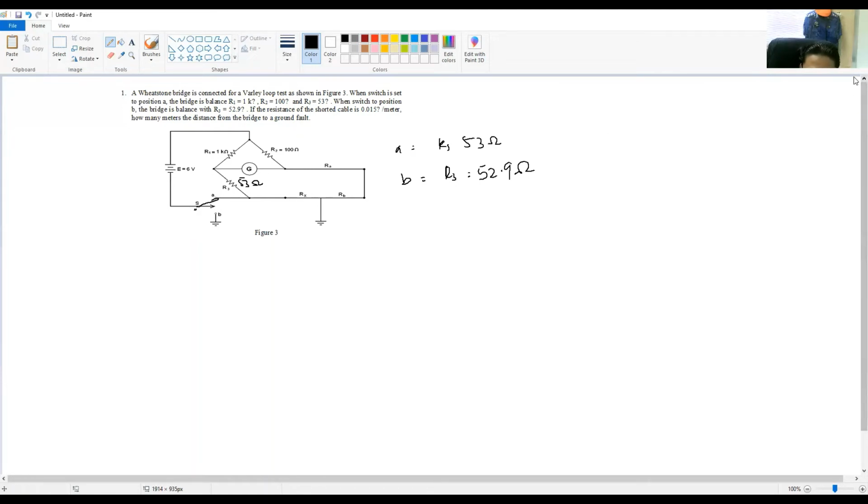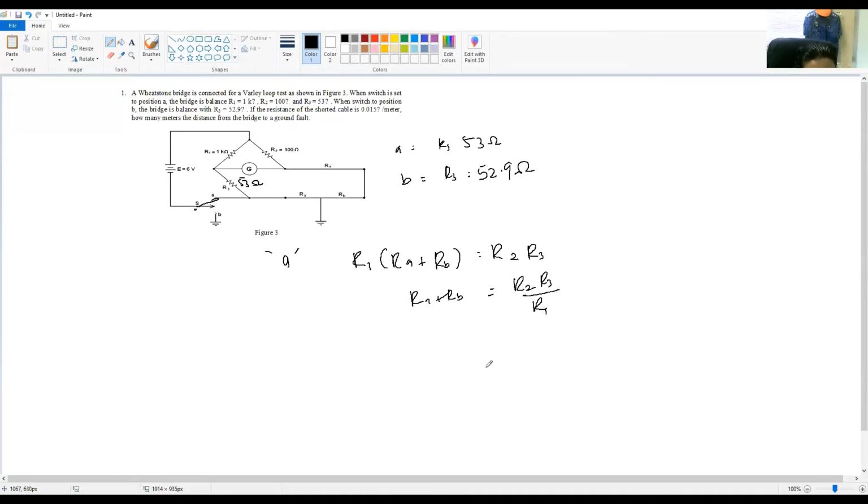Okay, so there is a question. How many meters? First, at position A, I put it here as A. This is the formula: R1 (RA plus RB). You can refer to the notes for how I get this equation. So RA plus RB equals R2 R3 divided by R1.